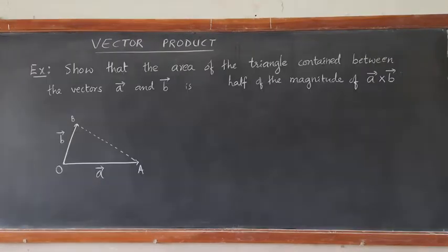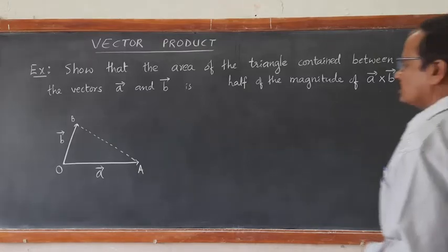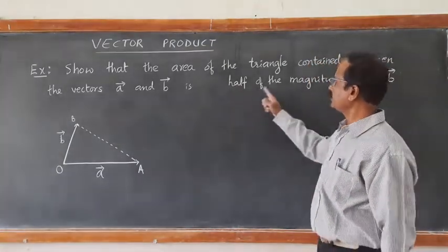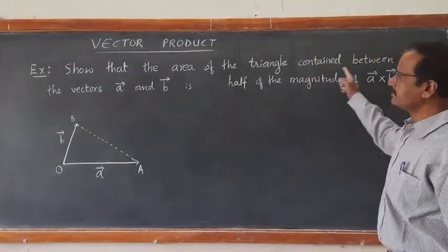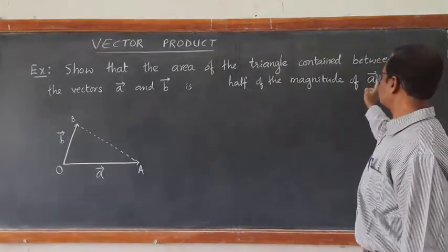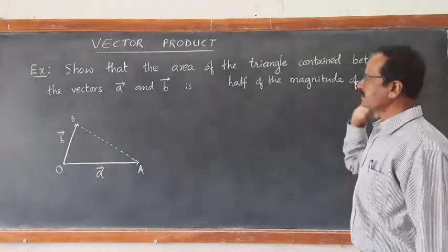Let us understand the geometrical meaning of the cross product. Geometrical meaning of the magnitude of cross product. Show that the area of the triangle contained between two vectors A and B is half of the magnitude of A cross B.